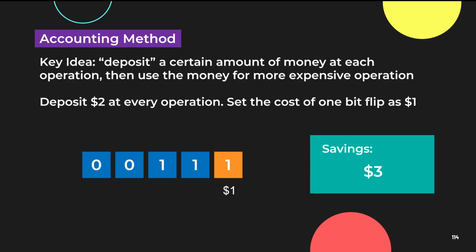Now I have something like $3 because I already made 3 operations here, right? Then I will have $3. Now how many bits should I flip? 4. Okay, so 4, I will use $2. Then I have $3 just now in my savings, so I need $2 from my savings to cover. So this is the accounting method.